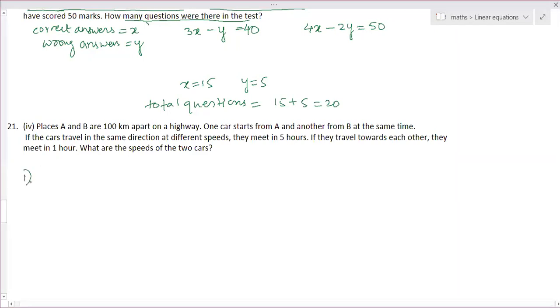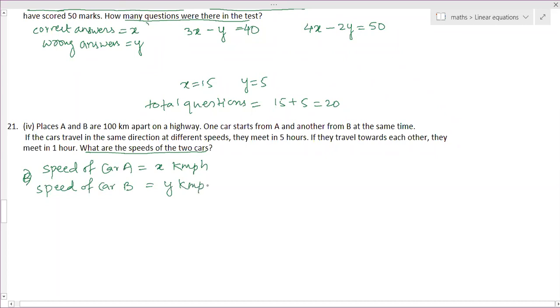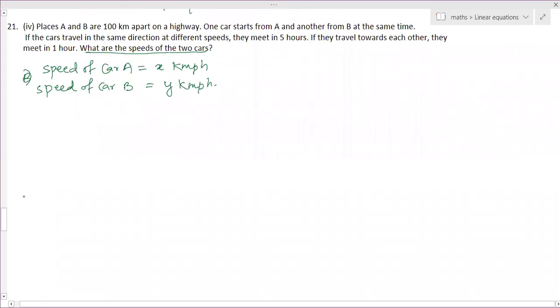So first case we will consider. What are the speeds of the two cars? We will consider speeds as X and Y. Speed of car A is equal to X kilometer per hour and speed of car B is equal to Y kilometer per hour. Now the case 1.